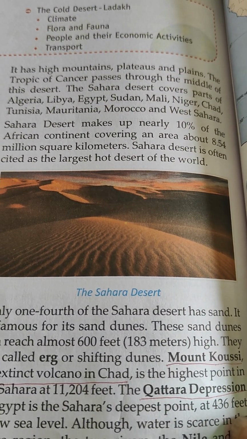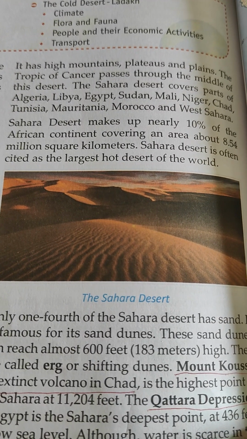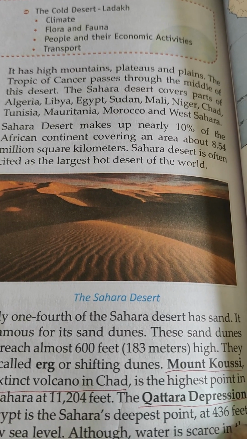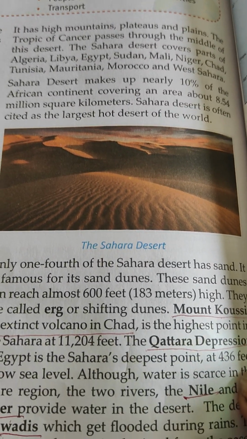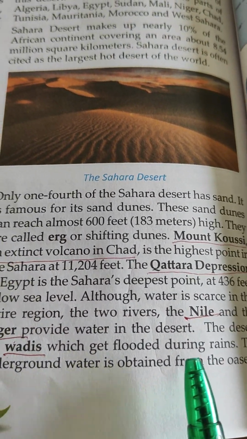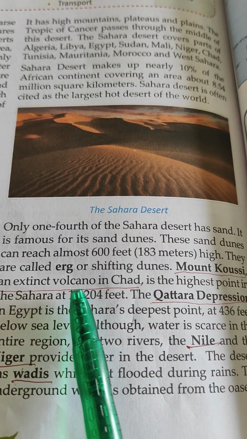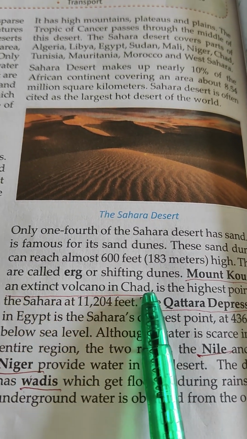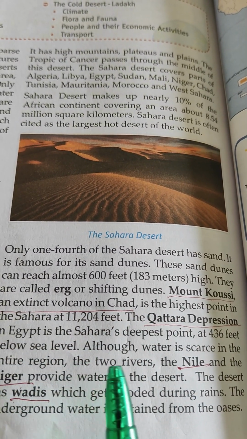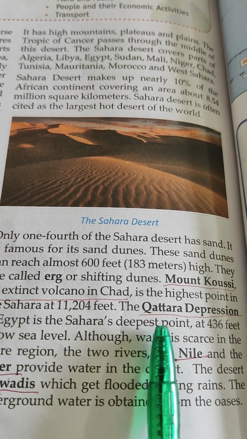This desert covers 10% of the total area of Africa, and it occupies 8.54 million square kilometers. Some physical features are the many ergs. Ergs means shifting sand dunes, which are made of sand and shift according to the speed and the direction of the wind.